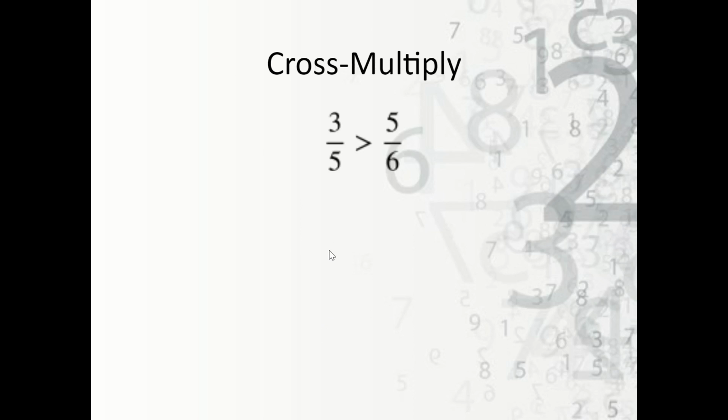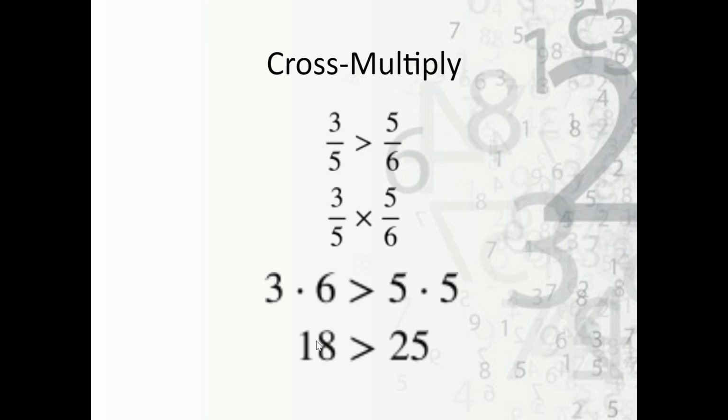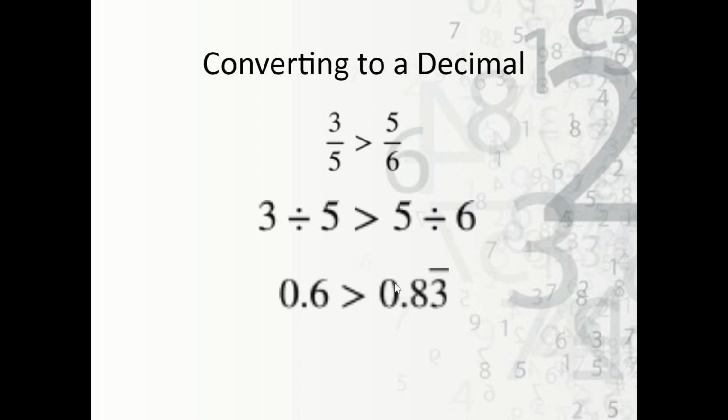Now, cross multiplication. Cross multiplication is just like finding the common denominator, except we don't worry about the denominator itself. So we're just going to multiply 3 times 6 and 5 times 5, and we end up with 18 and 25, which we know that 25 is greater. Next, we can convert to a decimal. So we have 3 divided by 5, which is 0.6, and 5 divided by 6, which is 0.83 repeating, which we can see that this number is greater.